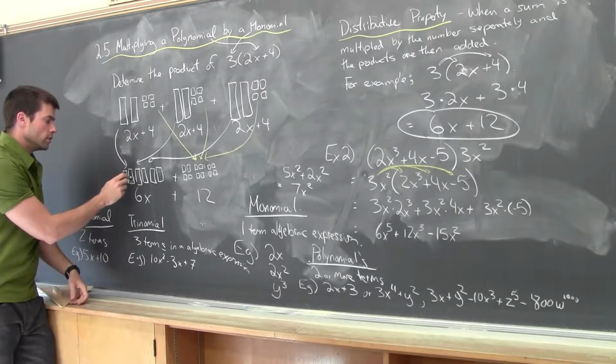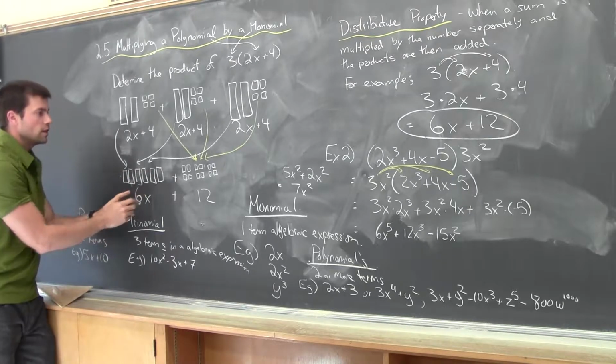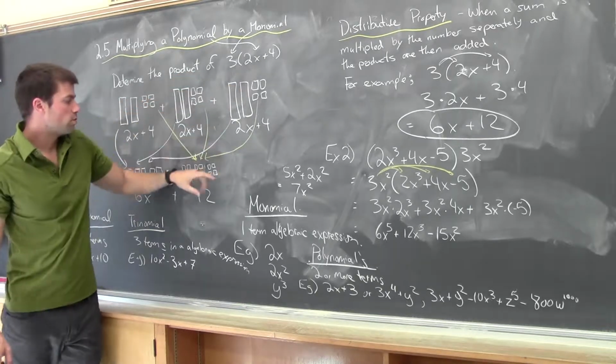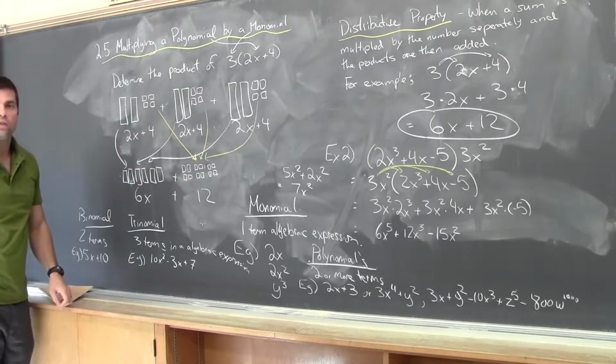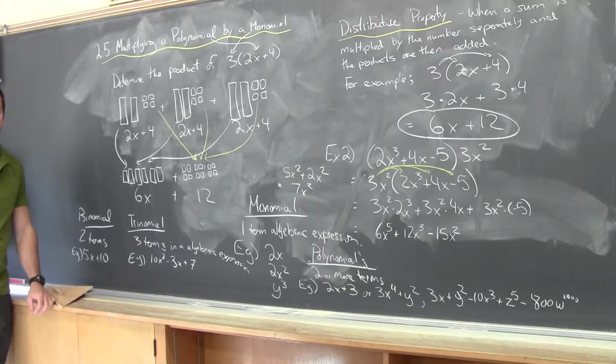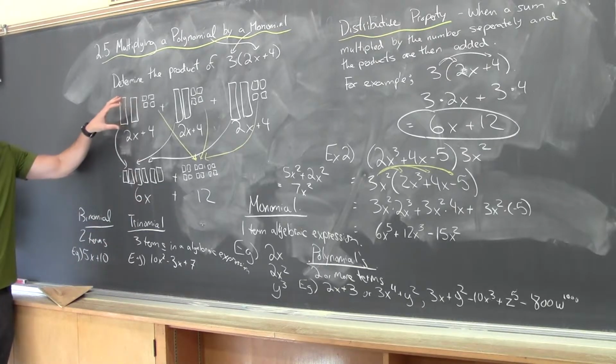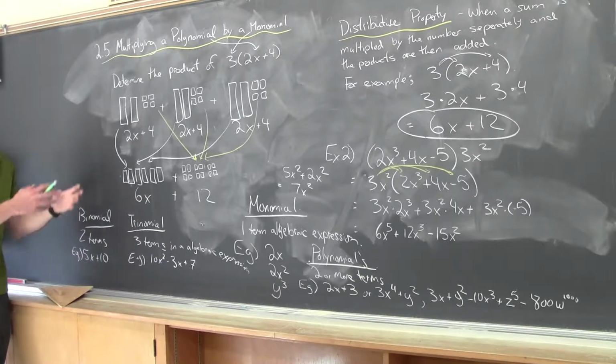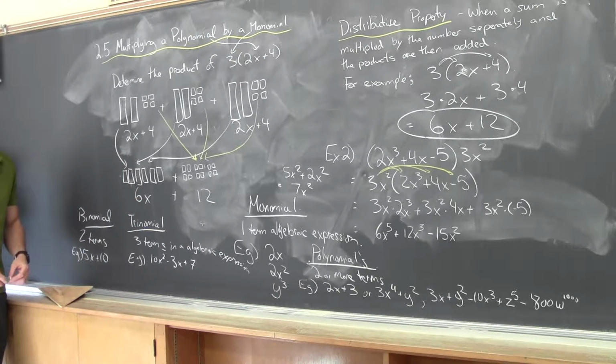I can add those up, 1, 2, 3, 4, 5, 6, I get 6x, and then I take all the individual tiles, which represent just numbers, and add those up and I get 12. Okay, so my answer, you can see here, mechanically we figured it out, is 6x plus 12. We physically, using algebra tiles, we can do that.